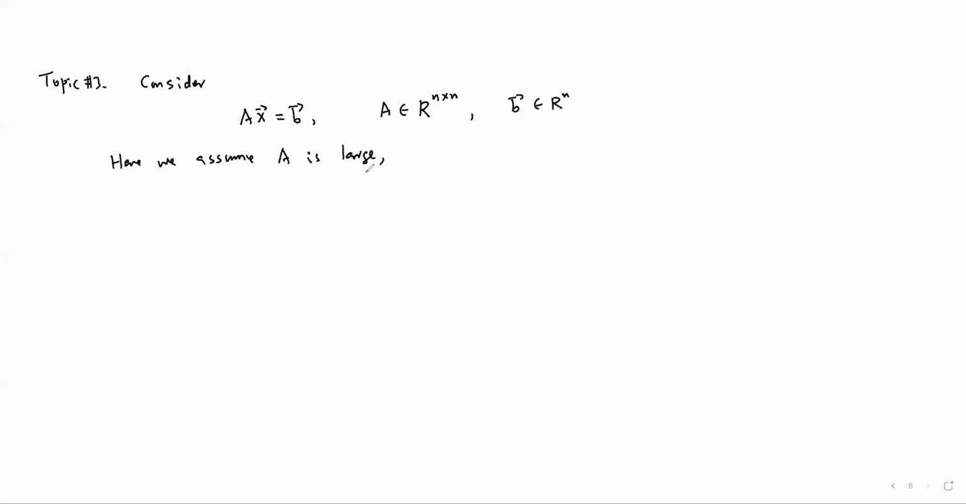Topic 3. Now this time, let's consider linear systems. Consider Ax = b. A is a real n by n matrix. Usually n is very large. Of course, b is a vector. Here, we assume A is large. How large?